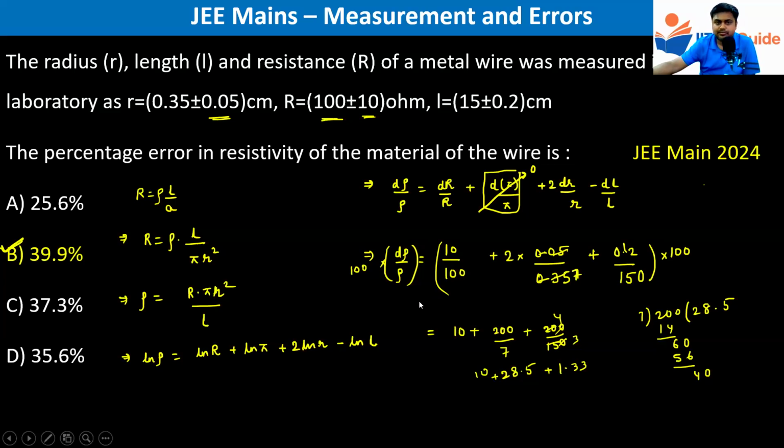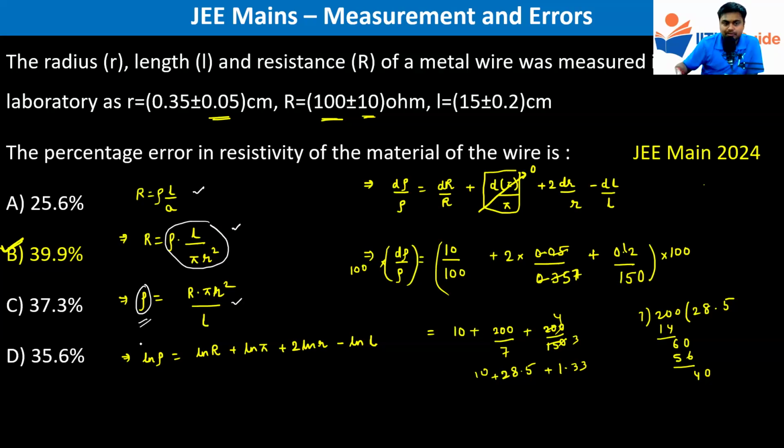So in this case, when the radius is given, we have to convert into an appropriate formula which also has the radius in it. That's why you see here we have converted it into rho L by pi r square. So the resistivity becomes R into pi r square by L, and therefore when we take ln, it comes out to be this.